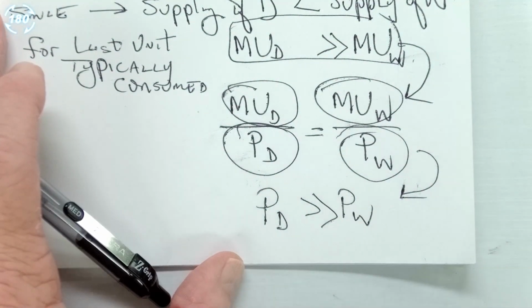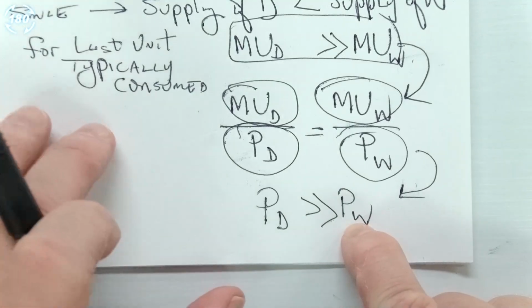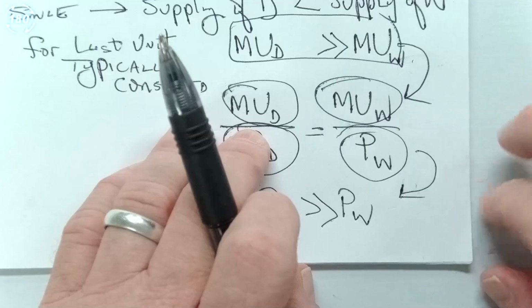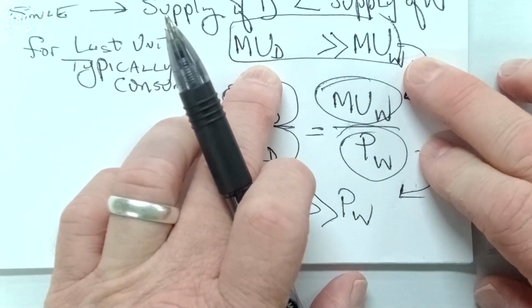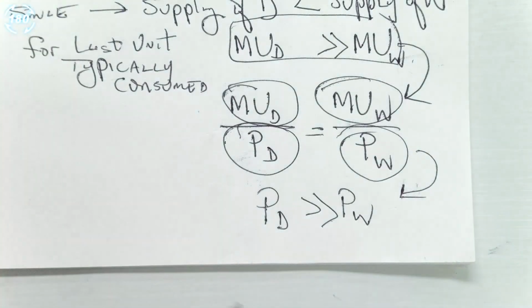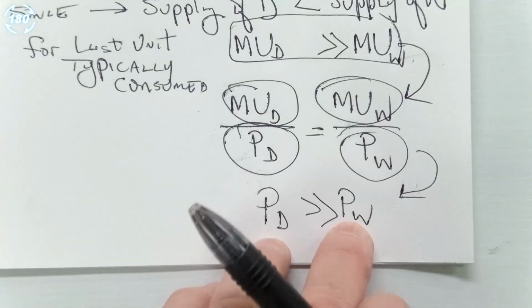So this has nothing to do with total utility derived from consuming diamonds or water. It has this relationship only because we derive more satisfaction from the last unit of diamonds consumed compared to the last unit of water consumed. So prices will adjust in that way. It's these marginal values that drive the prices to where they are.